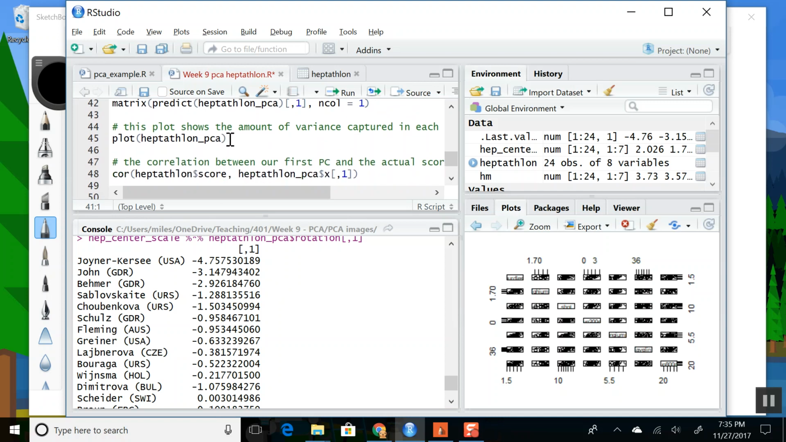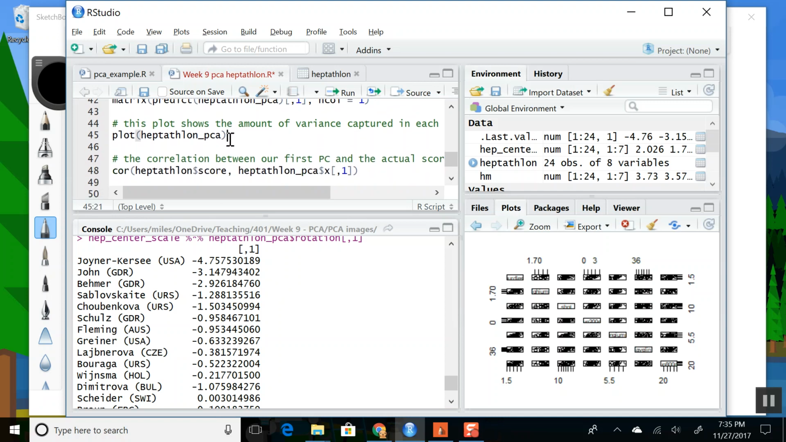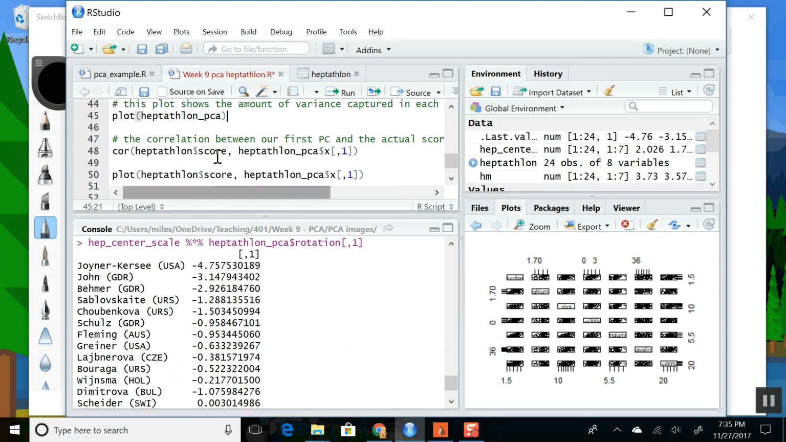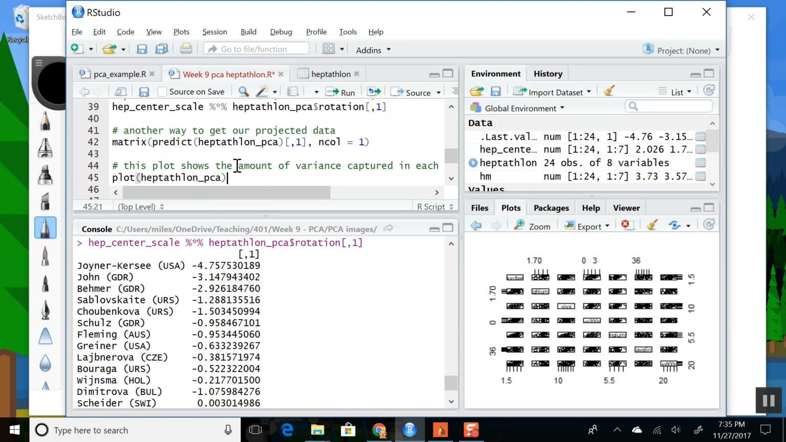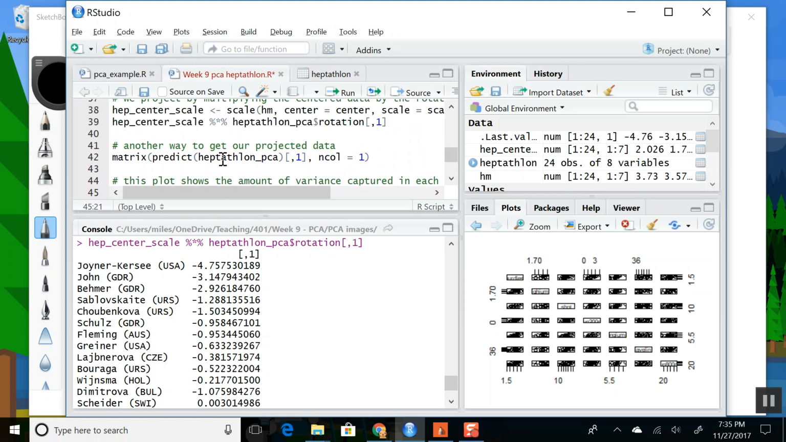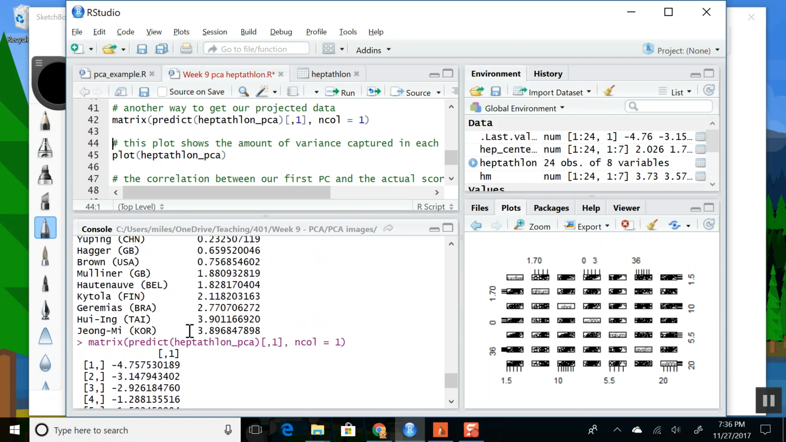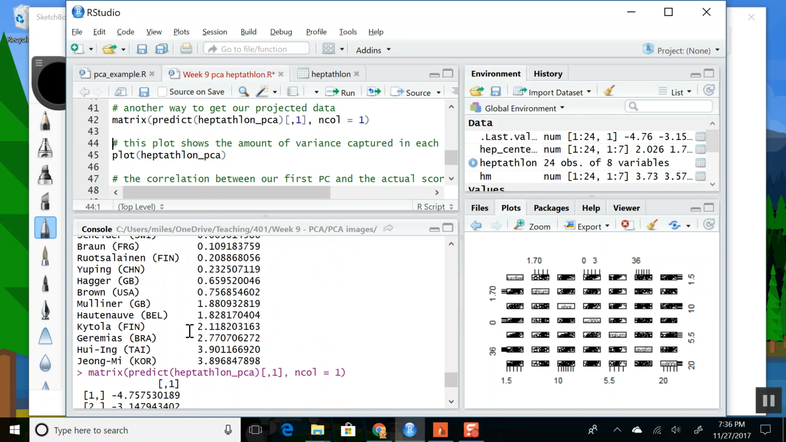If I plot this now, another way to get our projected data is this, which is the exact same thing.